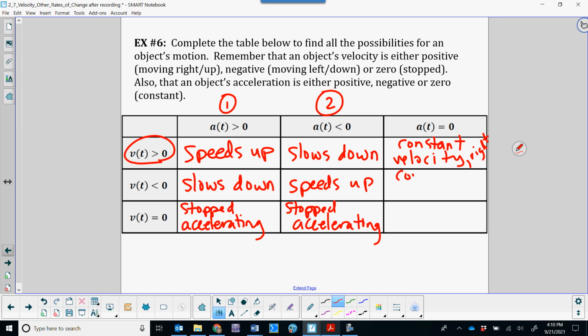Here we would still have constant velocity. The acceleration is 0, but we would also know that it is moving to the left at a constant rate, that's not changing. And then if the acceleration is 0 and the velocity is also 0, we know that we are stopped, because there's no acceleration and there's no velocity, so we are not moving.